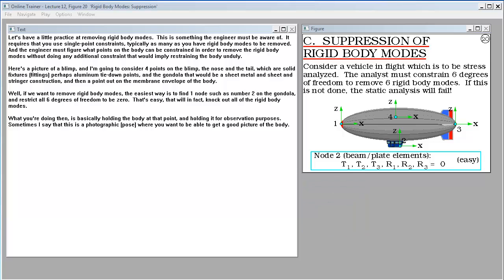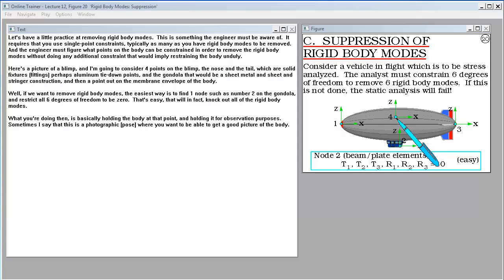Here's a picture of a blimp, and I'm going to consider 4 points on the blimp: the nose and the tail, which are solid fixtures, fittings, perhaps aluminum tie-down points. Then the gondola, that would be a sheet metal and sheet and stringer construction, and then a point out on the membrane envelope of the body.